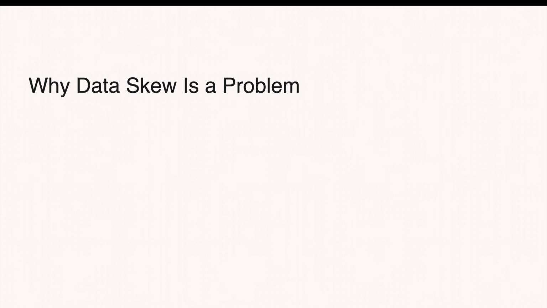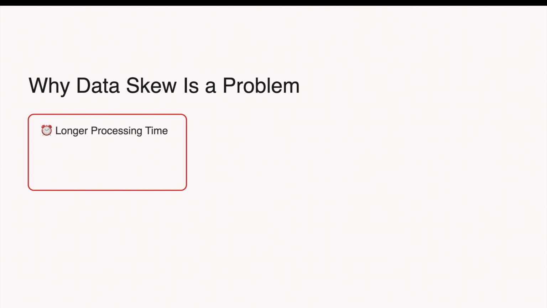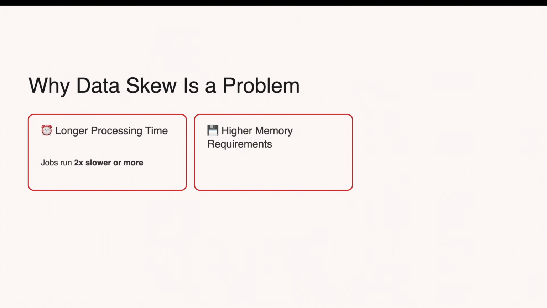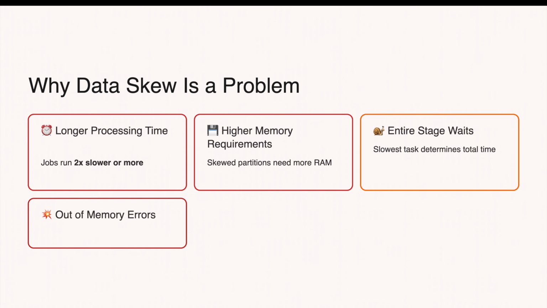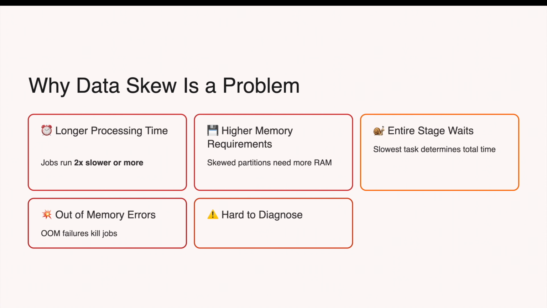Why is data skew such a big problem? The first reason is longer processing time. The job runs two times slower or more. The next reason is high memory requirements. Skewed partitions need more RAM. The third one is that the entire stage waits. The slowest task determines the total time of the job. The fourth one is out of memory errors. Out of memory failures can kill your jobs. And the fifth one is that it is hard to diagnose. The root cause isn't always obvious.